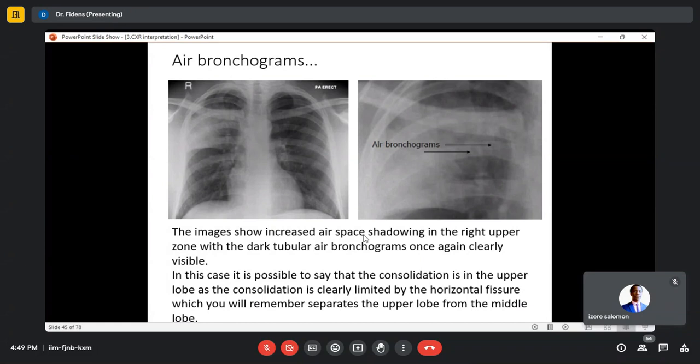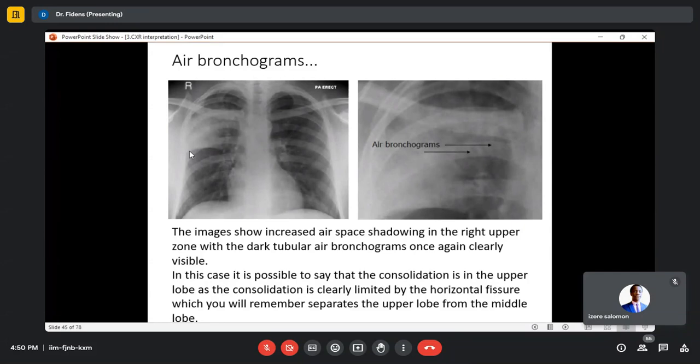Okay, again. On the image here, we can see a very well marginated opacity in the right upper lobe. This is the horizontal fissure, and the right upper lobe. If you look very well, you will see that there are some tubular structures that are air bronchograms. Can you see them within it? Those are air bronchograms, meaning this is a consolidation. It is well marginated here because it is limited by the fissure.